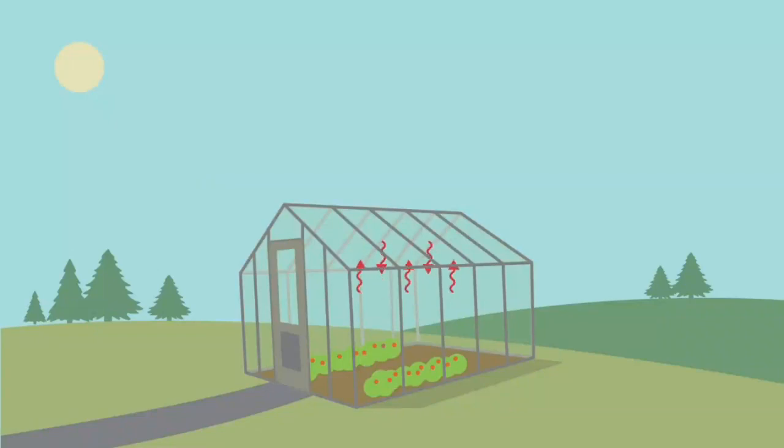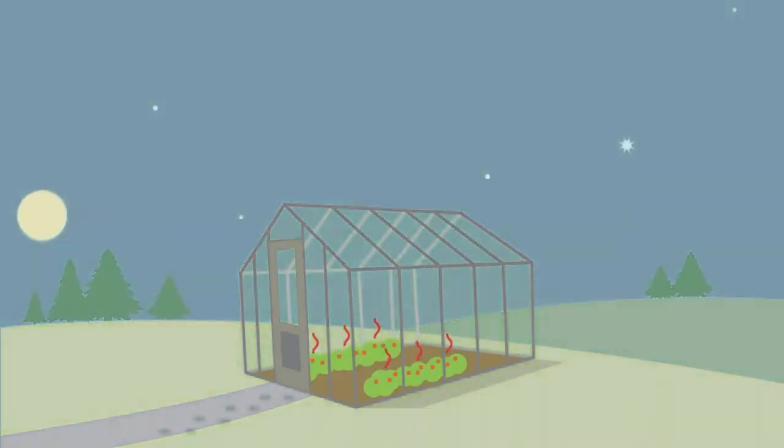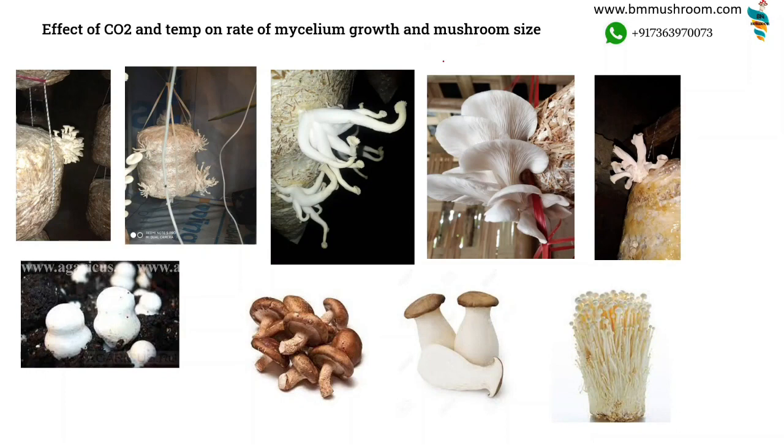In this video, you will learn everything about carbon dioxide and its effect on mushroom cultivation. The effect of CO2 and temperature on the rate of mycelium growth and mushroom size is very important. Even though in air the natural concentration of oxygen is around 22%, whereas CO2 is only 0.01%, still the CO2 plays one of the primary important roles in the development of the fruiting bodies.